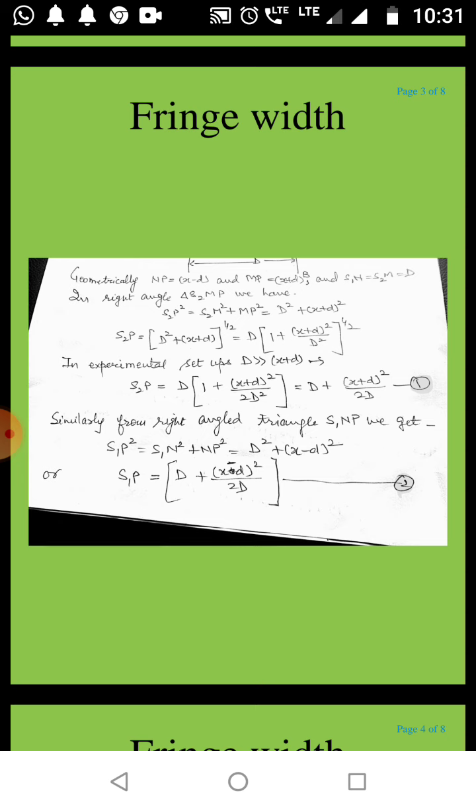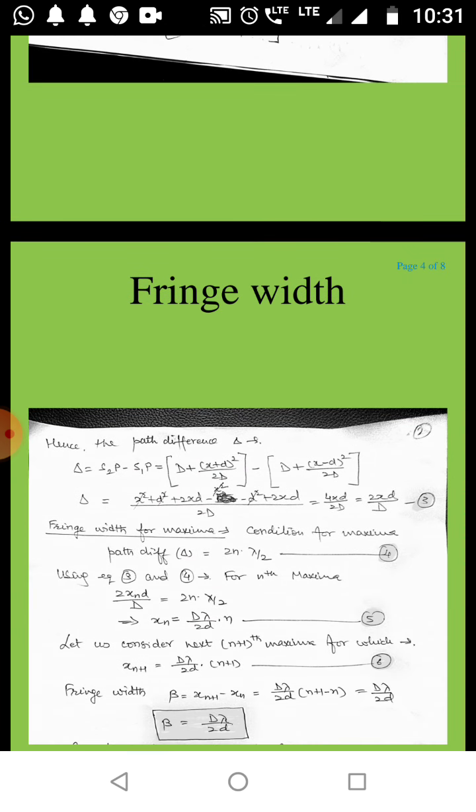Similarly, from right angle triangle S1NP, what is the difference between these two triangles? The distance changes. NP is equal to x minus d. So therefore, S1P square is equal to S1N square plus NP square, which is equal to D square plus (x minus d) square. After solving as above, we will get the value of S1P, which is equal to capital D plus (x minus d) whole square upon 2D.